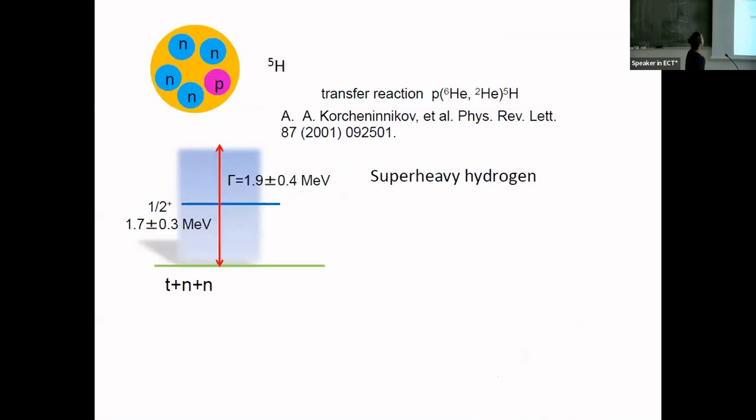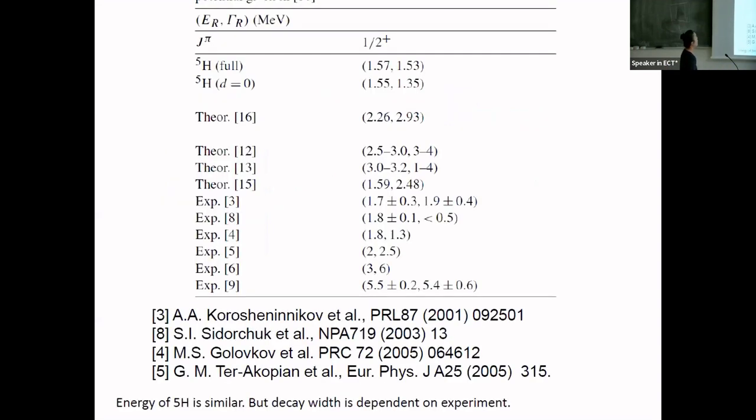Then we can add one more neutron, and this is hydrogen 5. Just around 20 years ago, Kolesnikov et al. observed hydrogen 5 for the first time. At that time, according to this experimental data, the energy is around 2 MeV above the triton plus 2 neutron breakup threshold, and gamma is like this. This was also called a super heavy hydrogen. After this experiment, there were several experiments on hydrogen 5. This is a list of the experimental data.